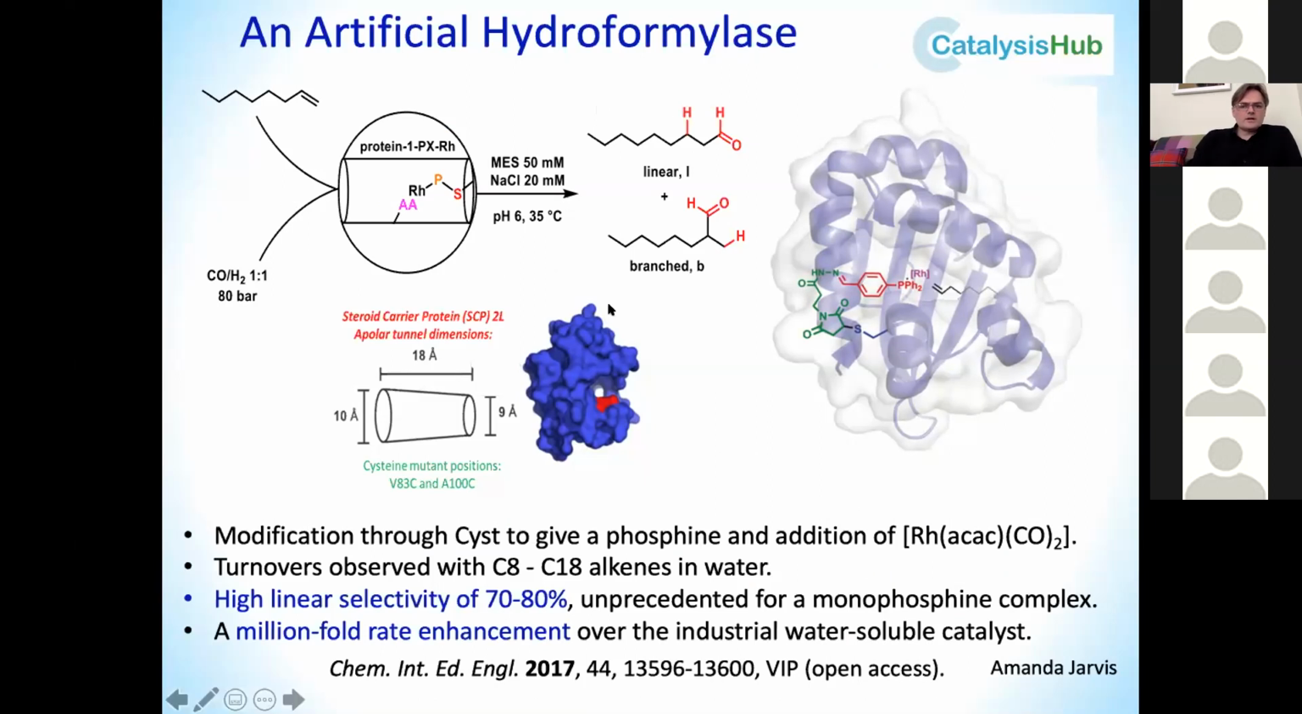And the great thing about this system is the amount of work each individual metal does. So you get hundreds of thousands of increase in activity per rhodium center. The system that they produced, there's good evidence that it only contained one phosphine per rhodium, and it had a really remarkable selectivity, considering that it only had one rhodium per phosphine. So the protein was really influencing the reactivity.